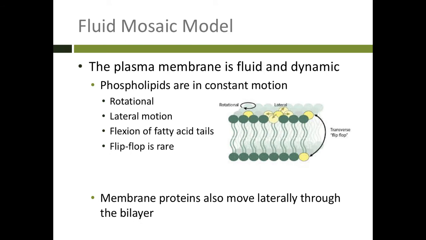The plasma membrane is not static. It's not just sitting there. It's constantly moving around and changing. The phospholipids themselves are in constant motion. They can rotate, so spin around. They can move laterally throughout the plasma membrane, and they can also flex those fatty acid tails. However, moving from one side of the lipid bilayer to the other side is very rare, and in fact is only done when you have special transport proteins to move those phospholipids. Membrane proteins can also move laterally through the plasma membrane. However, because they're so much bigger, they move a lot slower than phospholipids.